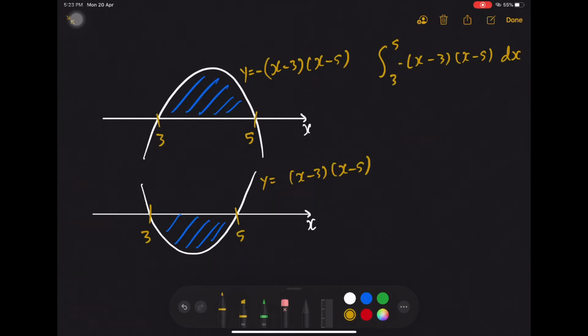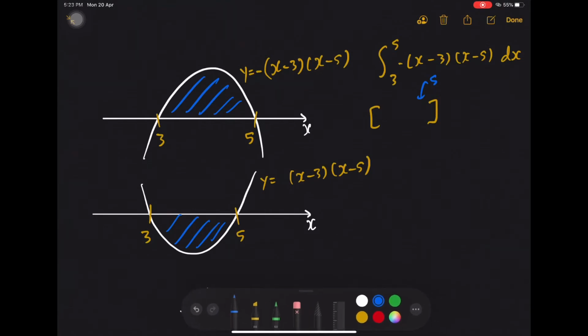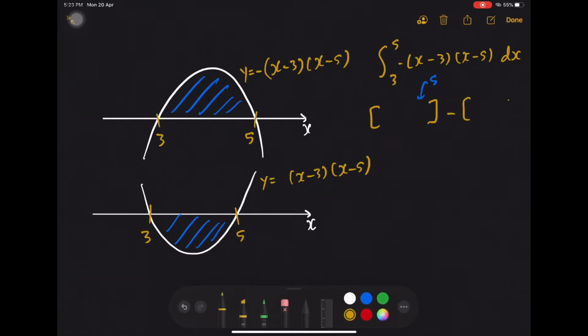When you solve this, once you integrate, you substitute the 5 into the x. Then after that, you minus, substituting the 3 into the x, in the integrated form. Then you're going to get the answer, the area of the blue shaded region. Let's say for example this area I get to be 5 units squared.